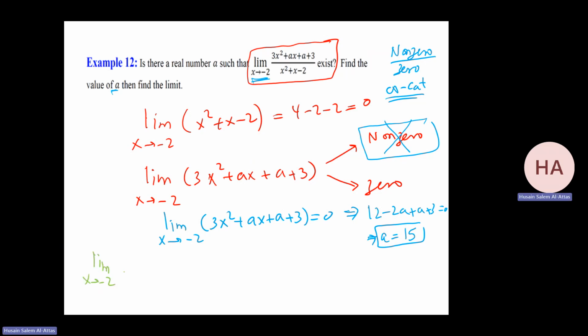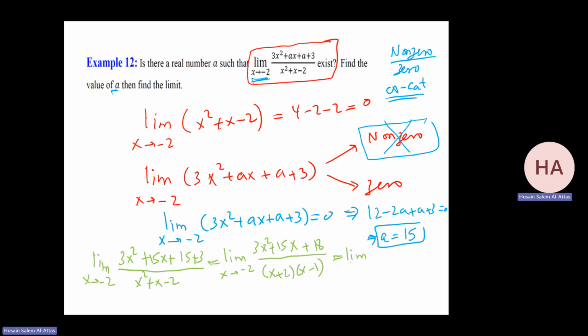Limit as x goes to minus 2 of 3x squared plus 15x plus 15 plus 3, over x squared plus x minus 2. So I need to find this limit. Okay, so what is this? Yeah, this is 3x squared plus 15x plus 18. The denominator I can factor: x plus 2 times x minus 1.